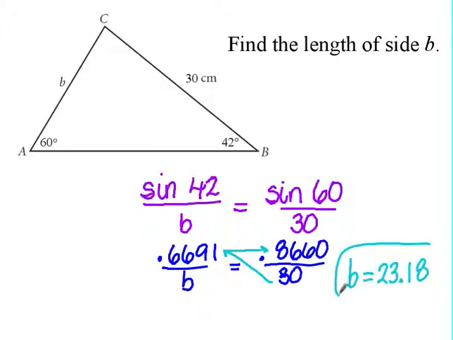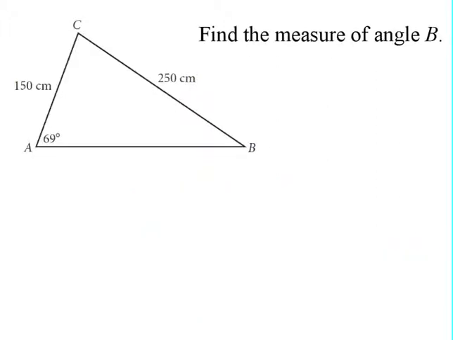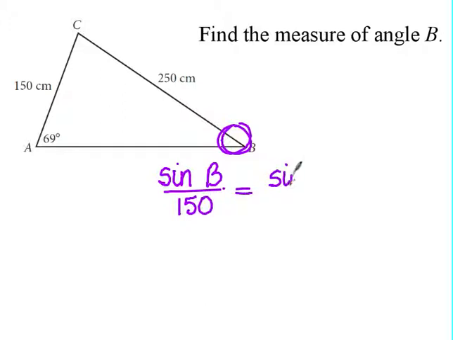Okay, what do you think of the law of sines? Okay, we've got another type of problem we're going to look at before we get going, and notice this one. This one says find the measure of angle B. So you still set this up the same way, except for at the very end we have one little thing we need to do. So angle B is right here. So can somebody tell me my proportion? Sine of B over 150. Perfect. Equals sine of 69 over.